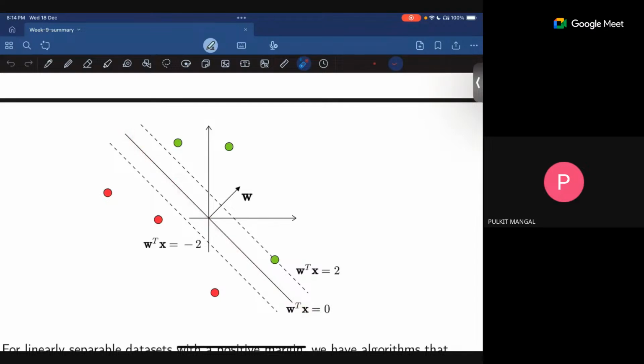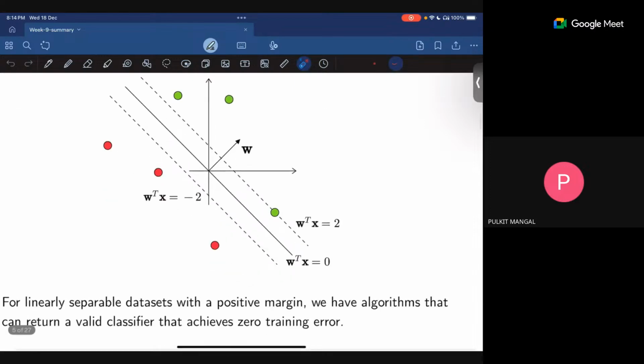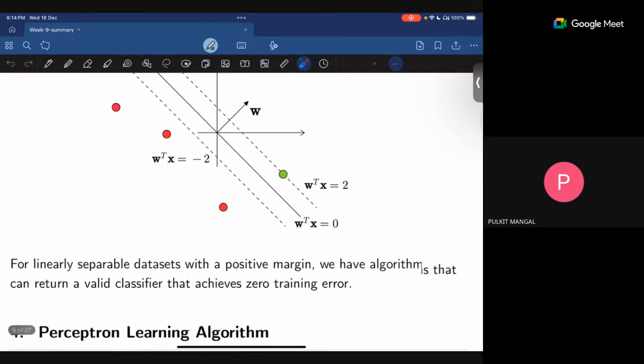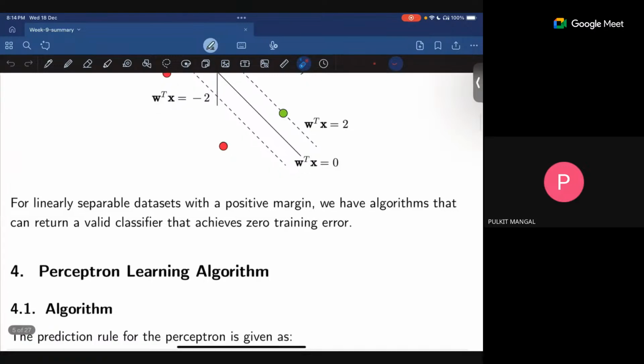This is our linear classification boundary. This is the weight vector, and our data set is linearly separable with some positive margin. The margin we will always take as a non-zero positive quantity. Till now, is it clear for everyone? Good. And a small note: for a linearly separable data set with a positive margin, we have algorithms that can return a valid classifier that achieves zero training error. So Perceptron, Logistic, SVM.